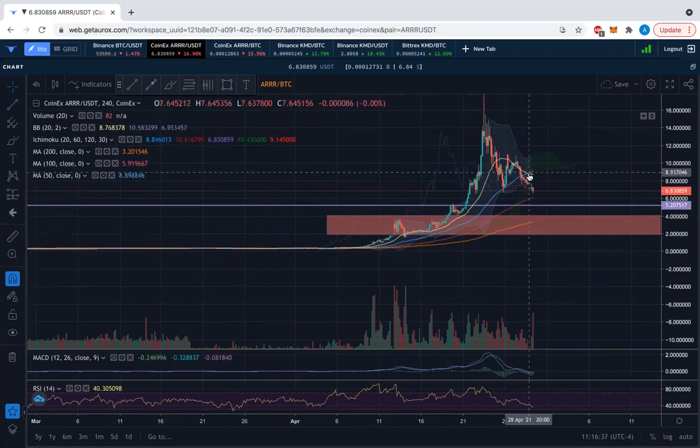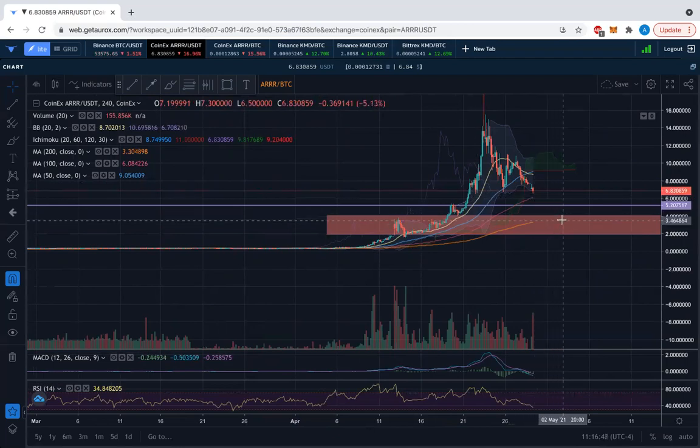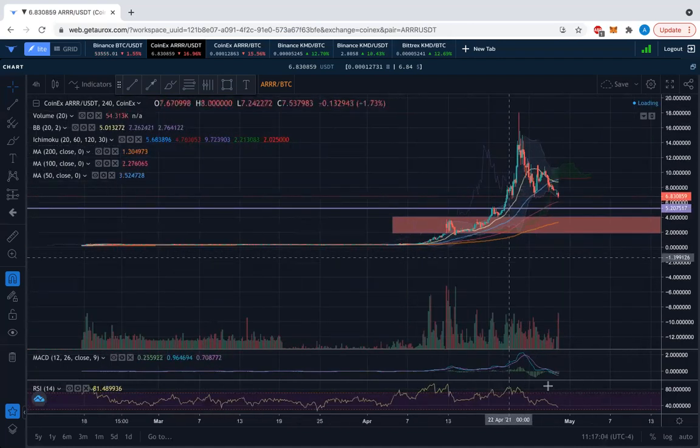On the 4-hour, we've crossed the 20 moving average below the 50. Now price-wise we're coming to test the 100. The major support area that I've drawn out roughly is around the $4 level. And of course, we have the 5.5 level a little bit above that. Those are the main areas there.